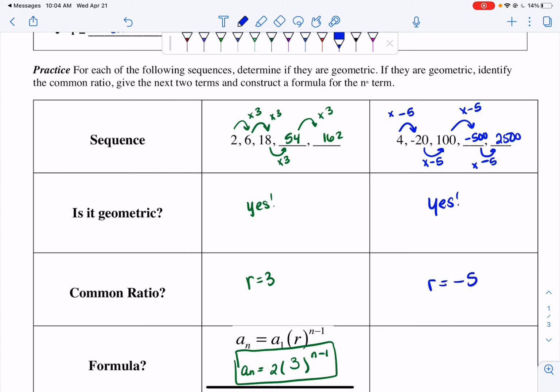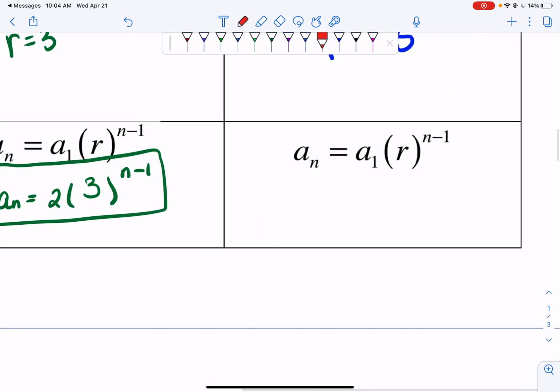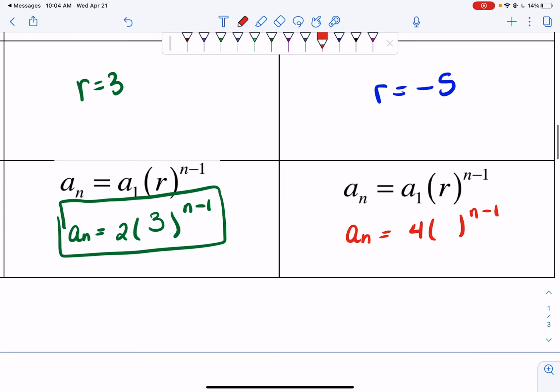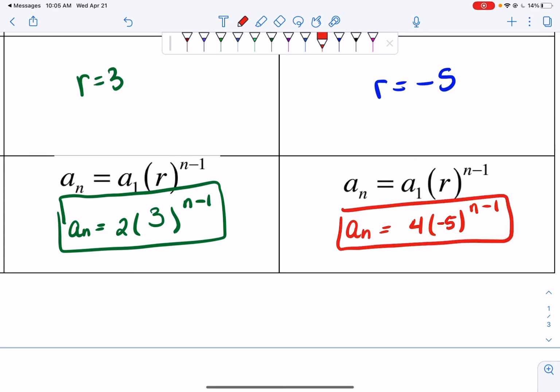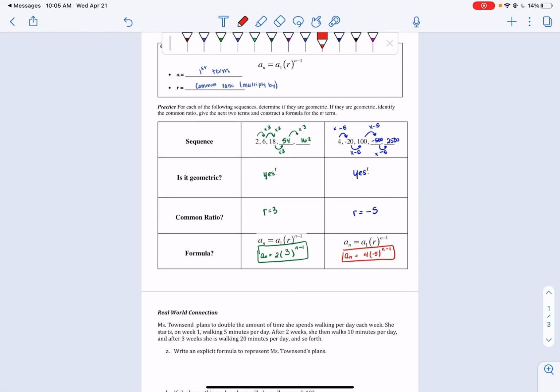And now I want to find out my formula. So I'm going to do the exact same thing. I'm going to copy and paste that rule: a sub n equals a sub 1 times r to the n minus 1. And in this case, my first term is a 4. And I'm multiplying by a negative 5 each time, so that's going to go inside my parentheses. And this is your final answer: a sub n equals 4 times negative 5 to the n minus 1.